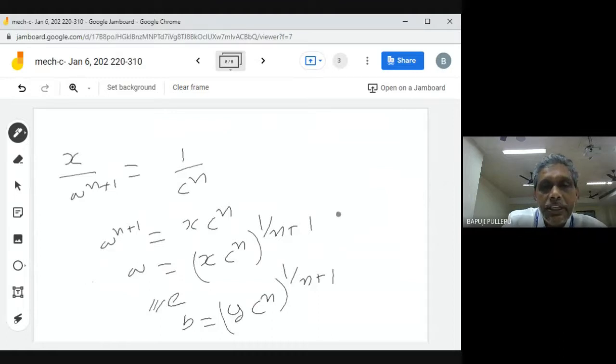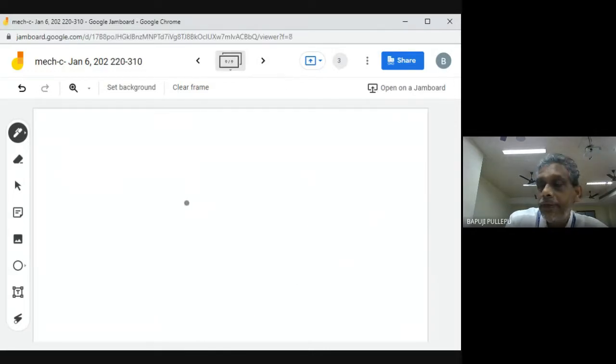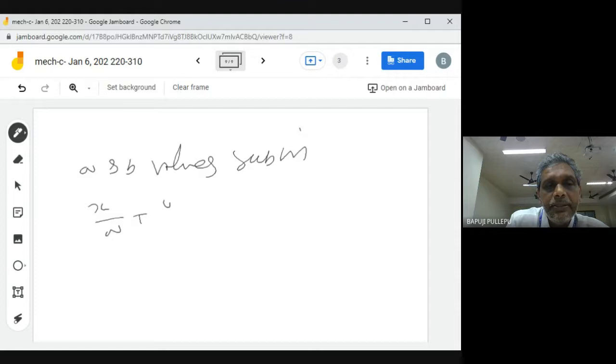This two, this you can take. A and b values, if you want, you can take equation 3. Correct? Otherwise, you can write a and b values, substituting in x by a plus y by b is equal to 1. Correct? X by a plus y by b is equal to 1.